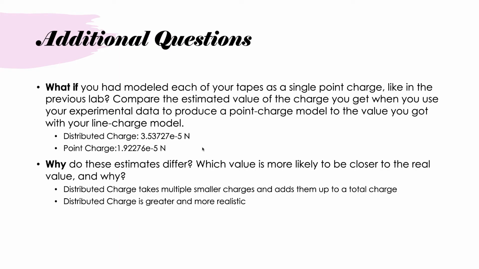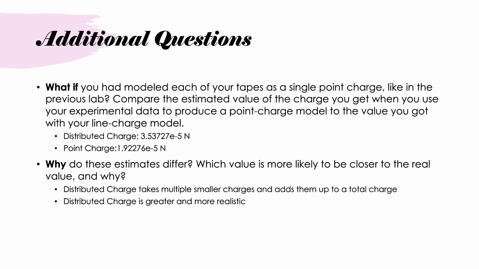Additional questions we had is, what if you had modeled each of your tapes as a single point charge like in the previous lab? Compare the estimated value of the charge you get when you use your experimental data to produce a point charge model to the value you got with the line charge model. The point charge model yielded us a result of 1.92276 times 10 to the negative fifth newtons, and the line charge or distributed charge model gave us 3.53727 times 10 to the negative fifth newtons. The distributed charge was almost 2 times greater than the point charge model.